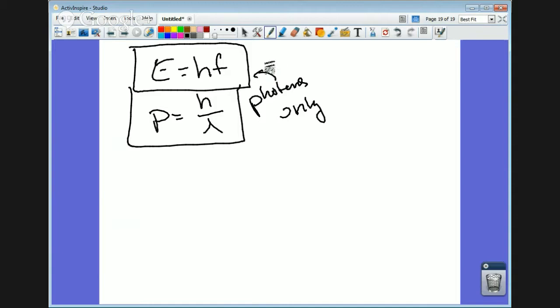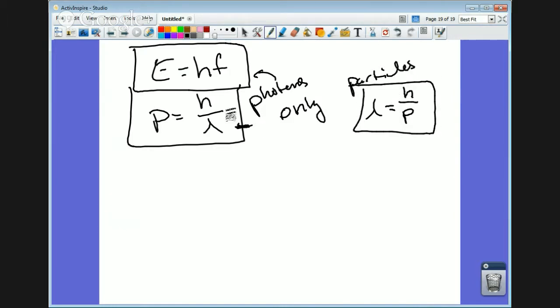So if you know the frequency something's oscillating at, you can't do hf and find its energy, right? It doesn't work that way. This is photons only. Now, for particles, right, it doesn't really show up much with a baseball, but if you're talking about an electron, the de Broglie wavelength is going to be h over the momentum. So that's this equation over here rearranged. This is for particles, right? The others are for photons, so make sure you're comfortable with that idea.